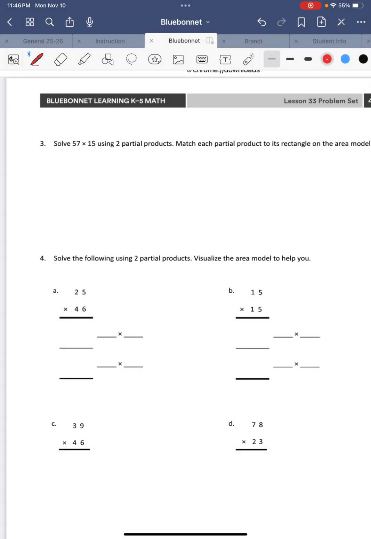All right, so we're going to do this together. It says solve 57 times 15 using partial products.